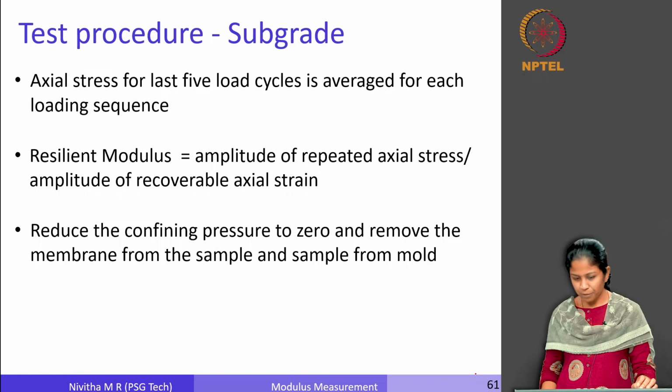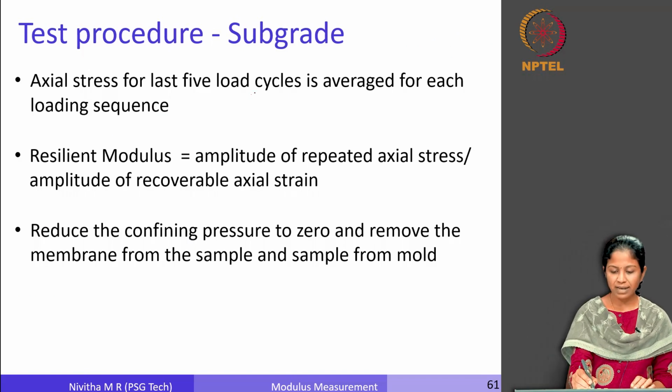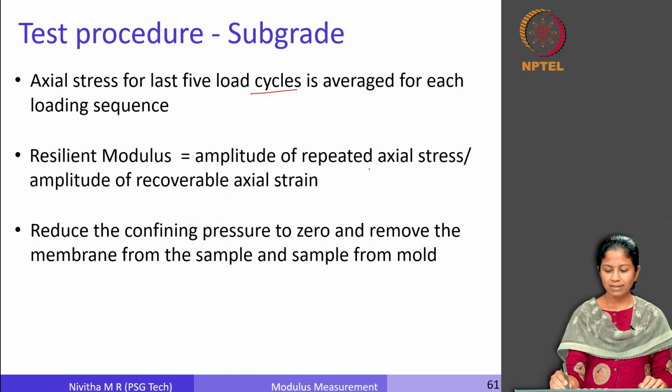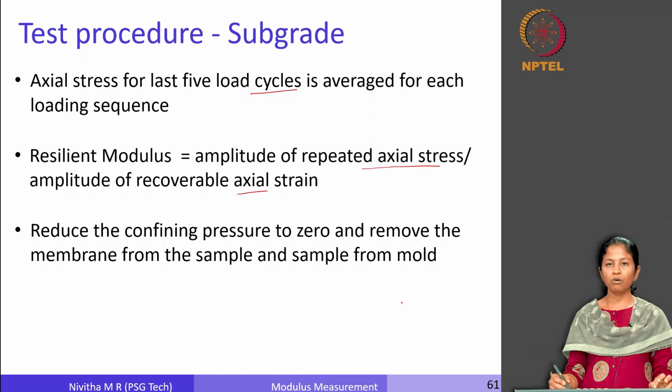We have a similar procedure for the others. The axial stress for the last 5 cycles is averaged, as I told you. It is the ratio of the amplitude of repeated axial stress to the recoverable strain, and once the test is over, we reduce the confining pressure to 0, remove the membrane, sample and all those things.